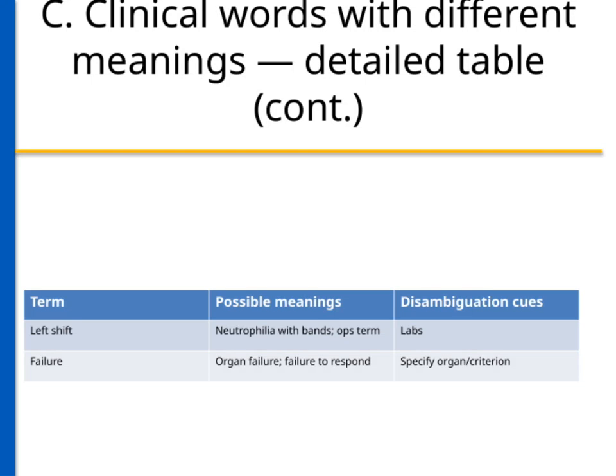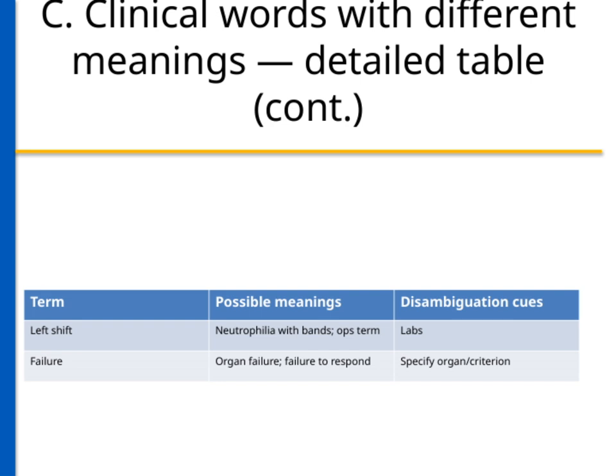Now, let's take a closer look at some clinical words that can have different meanings depending on the context. On this slide, we have a table that highlights a few key terms. First up is left shift. In some cases, this term refers to neutrophilia with bands, which is a laboratory finding indicating an infection or inflammation. It's often an ops term, meaning it's used in specific clinical contexts. To clarify this meaning, we look at labs as a disambiguation cue.